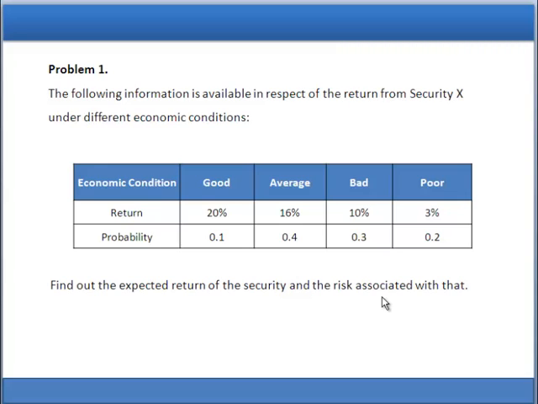Find out the expected return of the security and the risk associated with that. Now for this given data, we have to find out the expected return and the risk. Okay, let's proceed.